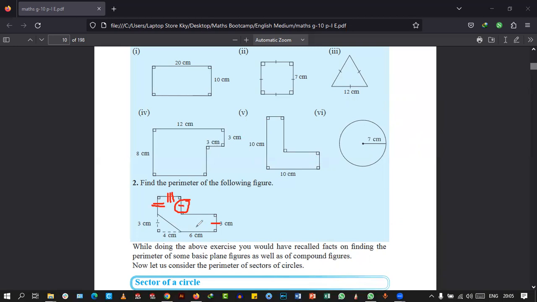If they wanted to show the differences between those two lengths, they might provide the lengths like this: single dash, double dash, triple dash. But in this question or this example, they have provided the same dash. So we can take it as the same. So it will be 3. You can use a pencil and write it as 3 centimeters, 3 centimeters. And this one is 6.